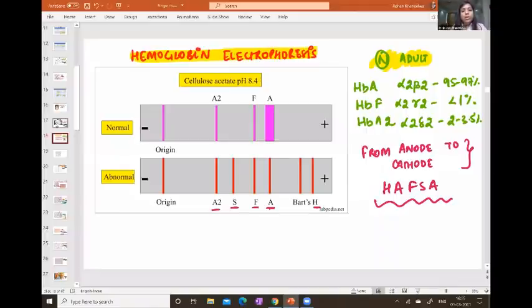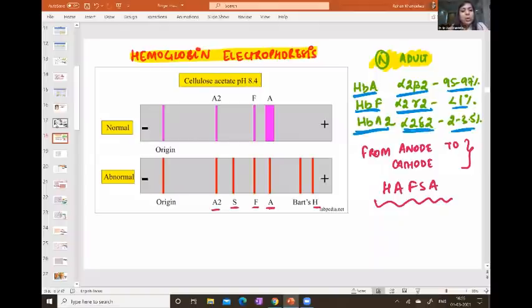Now, you all know that in normal adults, we have 3 kinds of hemoglobins. One is called adult hemoglobin, that is alpha 2 beta 2, which is 95 to 97%. That's the most common hemoglobin which we have. We also have some amount of fetal hemoglobin, that is alpha 2 gamma 2, which is less than 1%. Whereas HbA2 is also present, that is alpha 2 delta 2, which is approximately 2 to 3.5%. Correct? These are the 3 kinds of hemoglobins which we have, right?